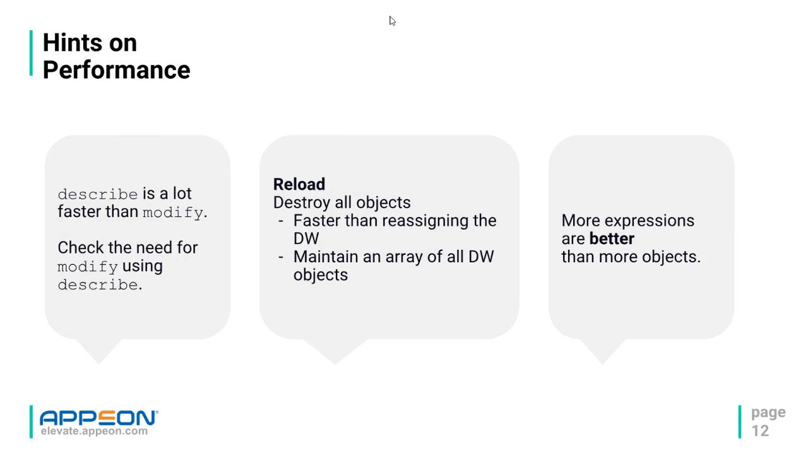Okay, and then more expressions are better than more objects. So the more objects you create, the slower it gets. More expressions are not that bad. They just need to be pretty easy. Just no global functions and stuff like that. But you can use simple expressions or even complicated expressions with just if, else, or choose case or stuff like that as much as you want.